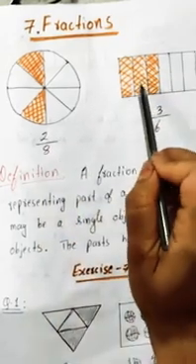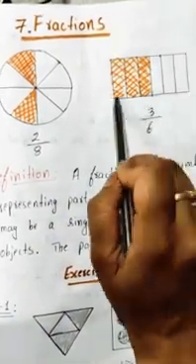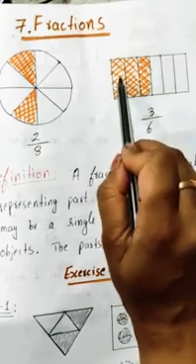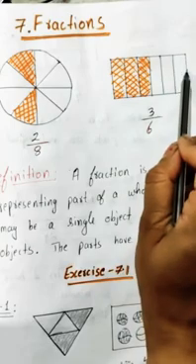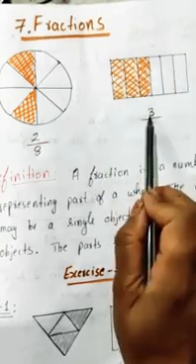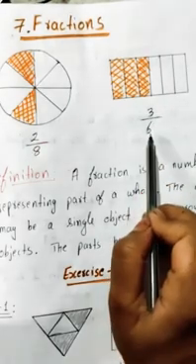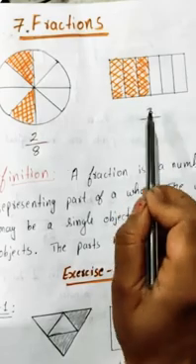Okay. Similarly, you can see this diagram. Here you can see this is a rectangle, and this rectangle is divided into 1, 2, 3, 4, 5 and 6, 6 equal parts. And I've shaded 3 parts out of 6. That means the fraction over here is 3 by 6. So this represents a fraction.